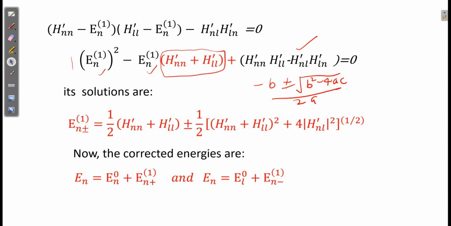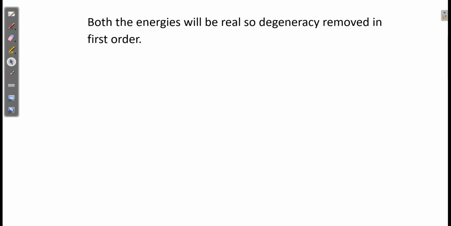So two corrected energies are found. One is En naught plus En plus 1, and the other is El naught plus En minus 1. If these two values are different, then the two energy states have different energy and different wave function. But if these two energies are equal, then degeneracy is not removed. Both the energies will be real, so degeneracy is removed in first order.